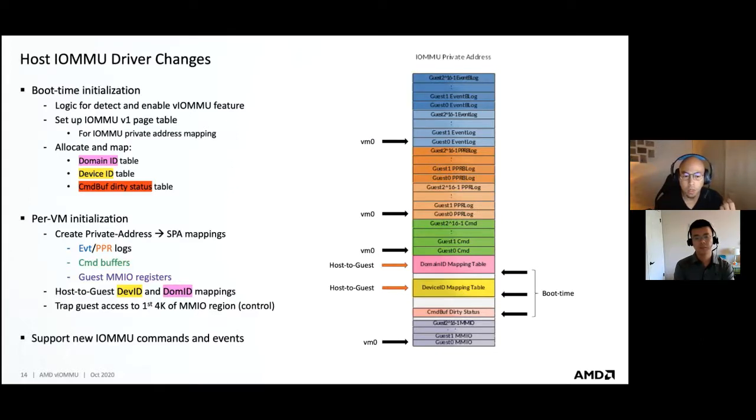And we also need to set up trapping for when the guests try to access the first 4K of the MMIO region, which is the control region of the MMIO. Also, we need to add code for supporting new IOMMU commands and events.